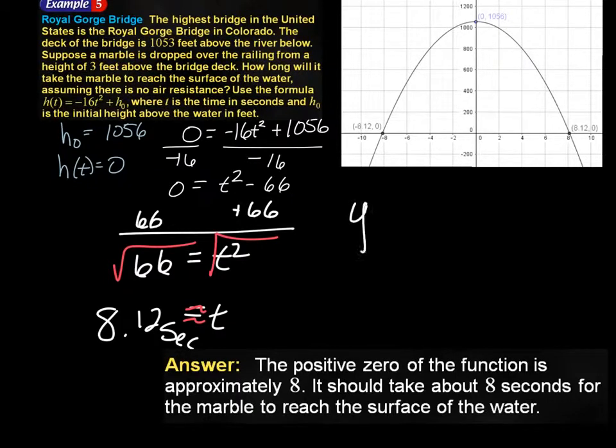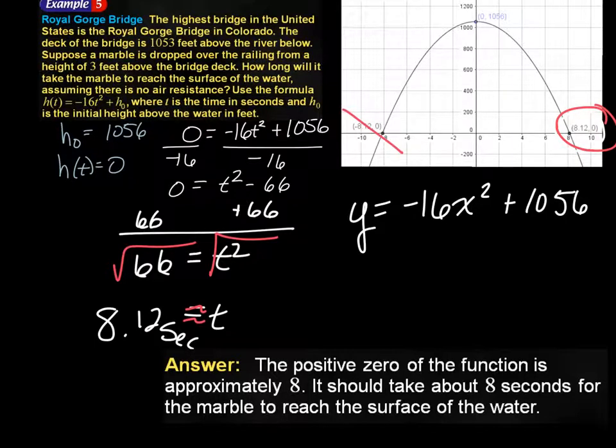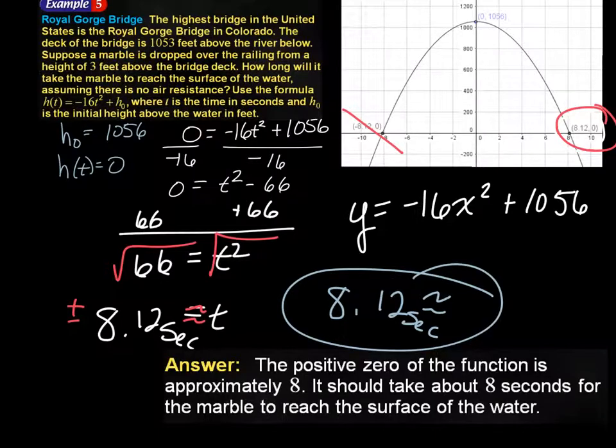When you type it in GeoGebra, they like y and x better. So I typed in y equals negative 16x squared plus 1056 and used the intersect feature to find the positive time because the negative time doesn't really make sense. We cannot travel back in time. Same thing when we take the square root of both sides. This would normally be plus or minus, but again, I don't know how to travel in time, so we're going to call it about positive 8.12 seconds, and they just rounded it to 8, so that's real approximate.